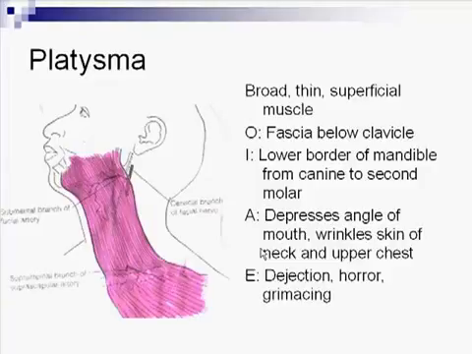Platysma is a broad, thin, superficial muscle of the neck. So if you take a look at the origin and the insertion, the action is it raises the skin of the neck. Expression: dejection, horror, grimacing. Remember, this is a broad, thin muscle located in subcutaneous tissue of the neck.